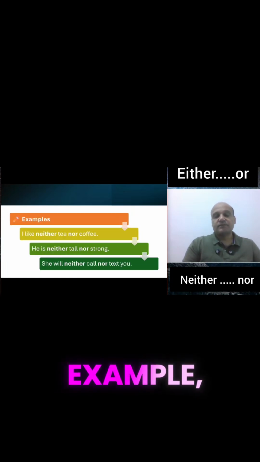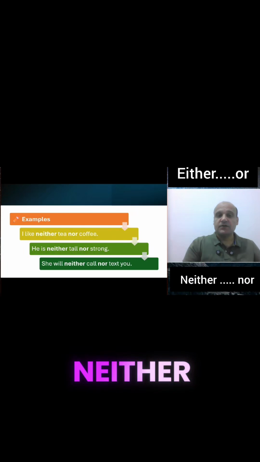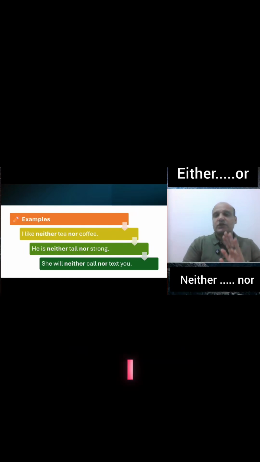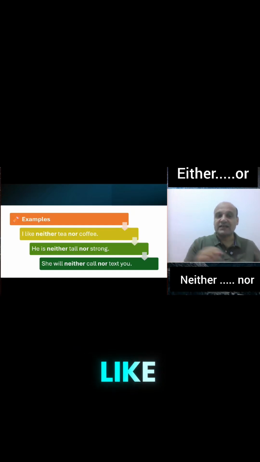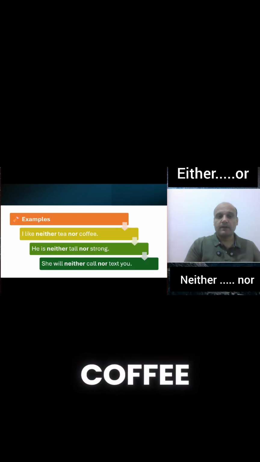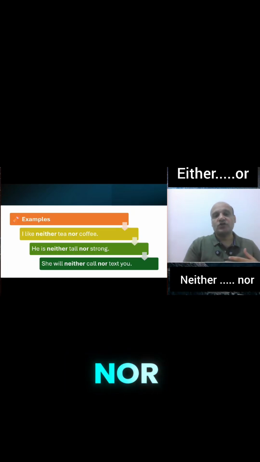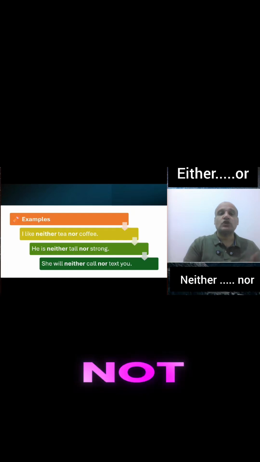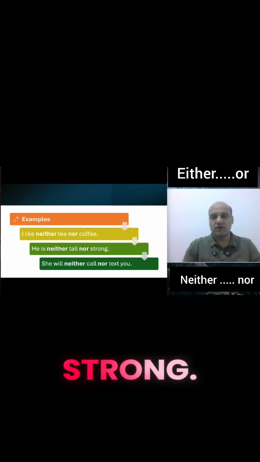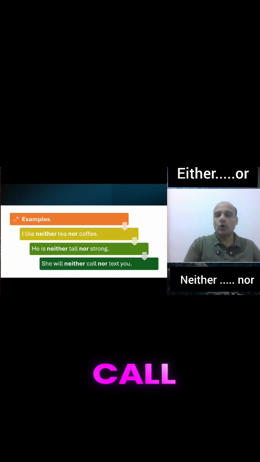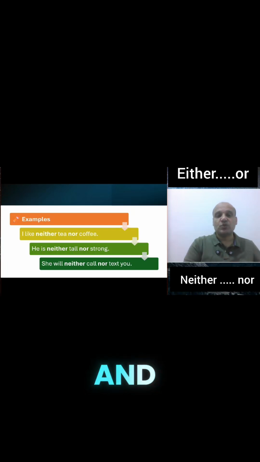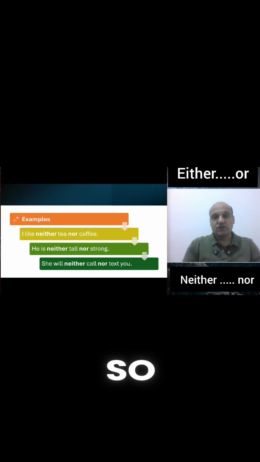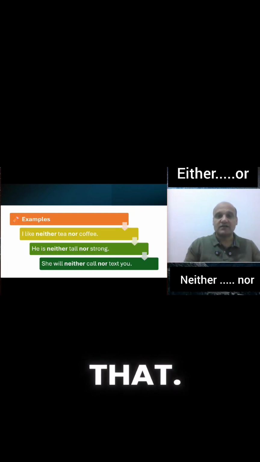For example, I like neither tea nor coffee. That means I don't like tea or coffee. He is neither tall nor strong. That means he is not tall and he is not strong. She will neither call nor text you. That means she will not call you and she will not text you. So neither nor means not this and not that. No options.